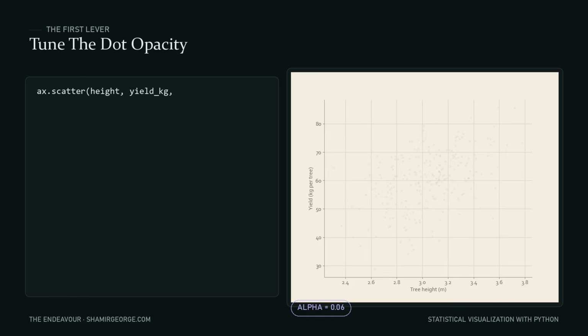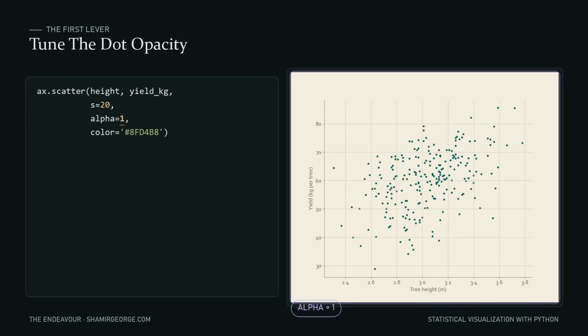Start with the scatter alone, no line yet. Near 0 alpha the dots vanish, you'd swear the orchard was empty. Push alpha to 1 and overlapping trees fuse into solid blobs, hiding exactly where the data piles up. 0.5 is the honest middle. Each dot stays visible, and overlap reads as a darker patch instead of disappearing.